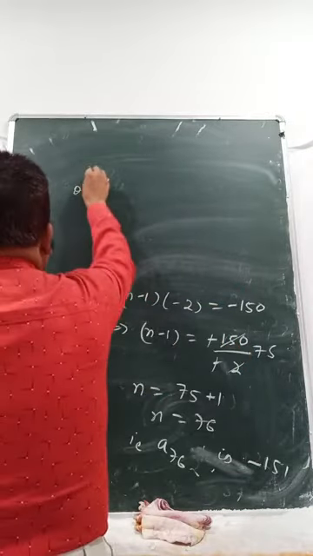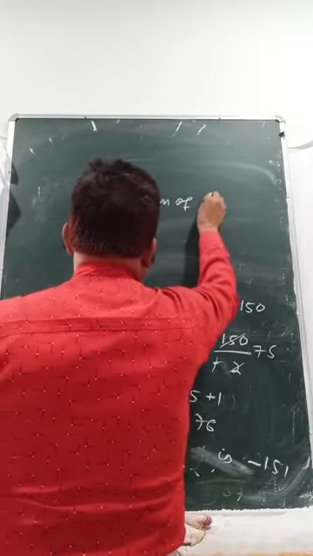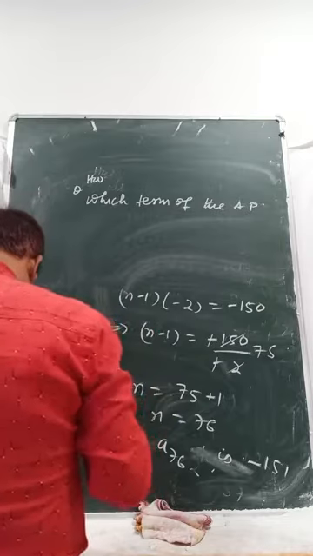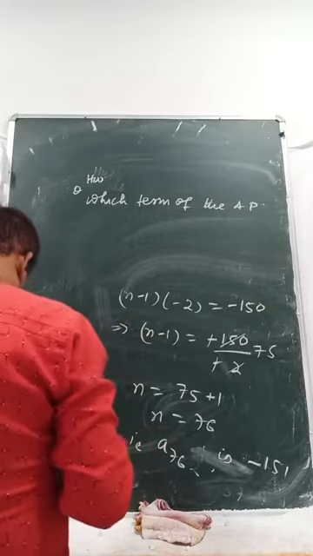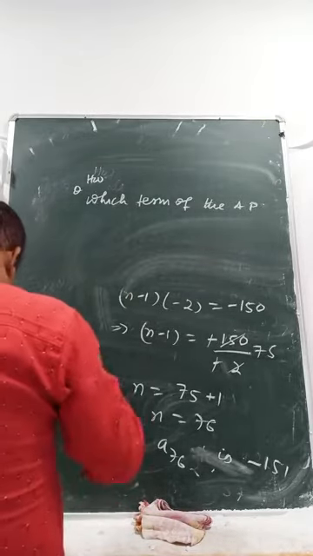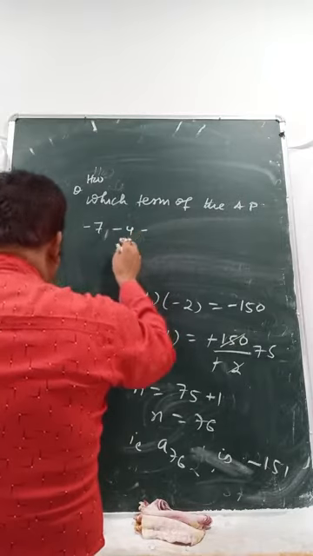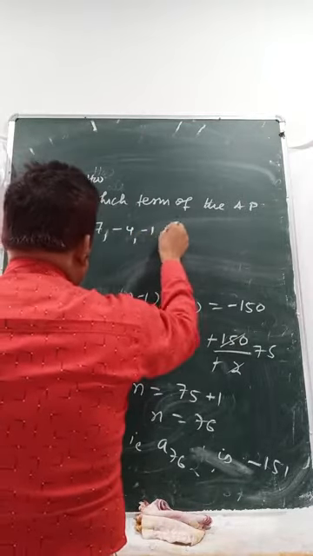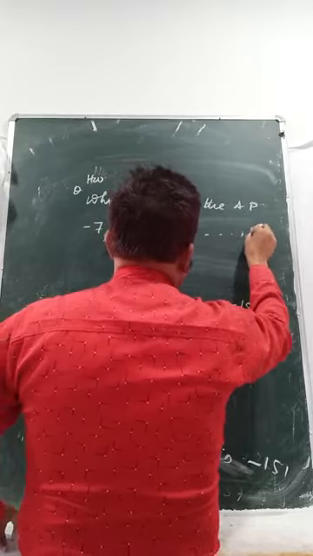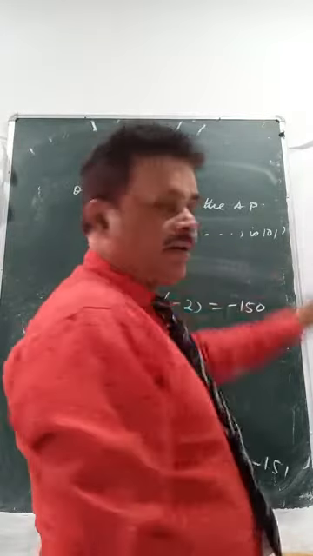Okay, so you can try one. You can write your homework here. Which term of the AP minus 1, minus 4, minus 7 ... is 101? Suppose this is n, you would find n from here.